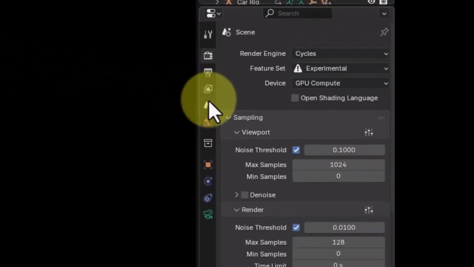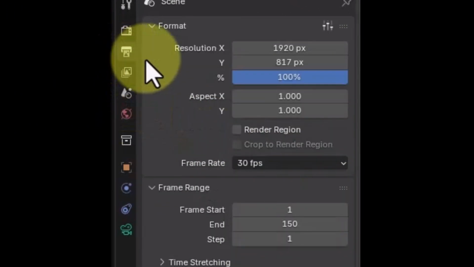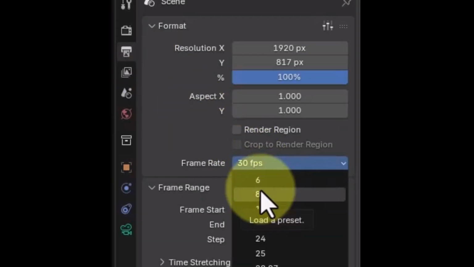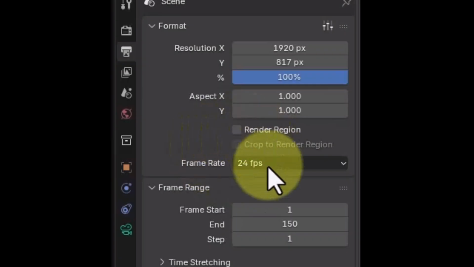First, make sure your scene scale is correct. Set the units to meter and check your frame rate. Most cinematic animations use 24 frames per second.